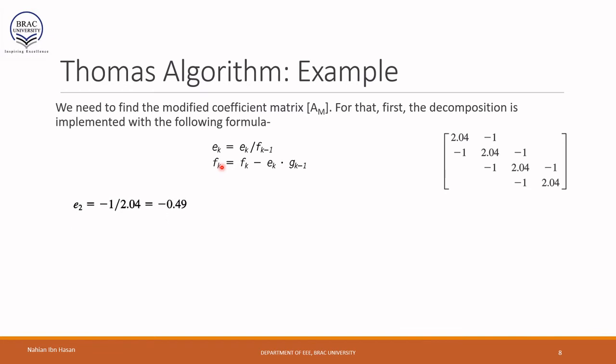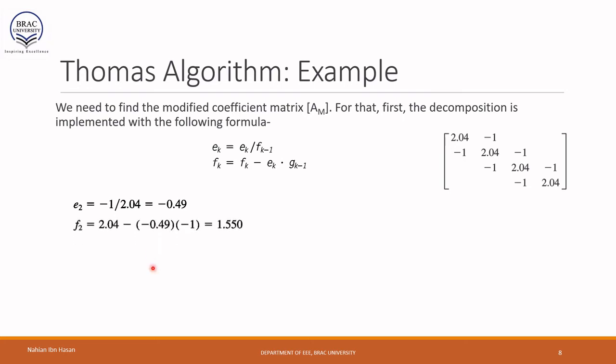So how are we going to use it? Let's say we want to find out the value of E2. E2 is denoted as E2 equal to E2 divided by F1. What is E2? E2 is minus 1, which is this one. And then what is F1? F1 is 2.04. So if we divide the minus 1 by the 2.04, that means E2 divided by F1, we will get the result minus 0.49. So that is the E2, that means our modified E2 term.